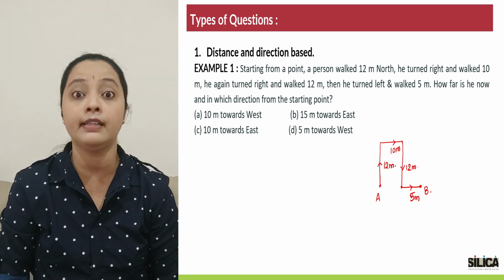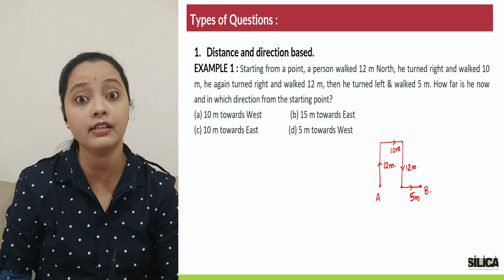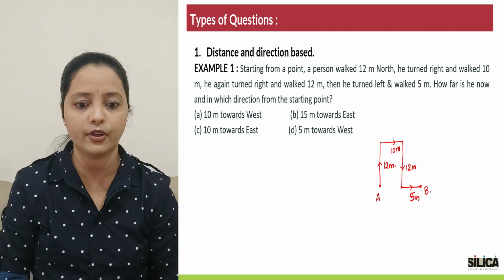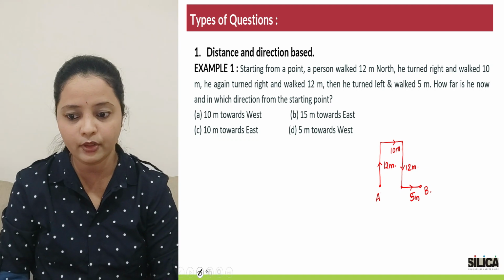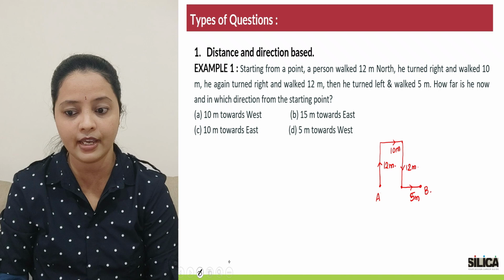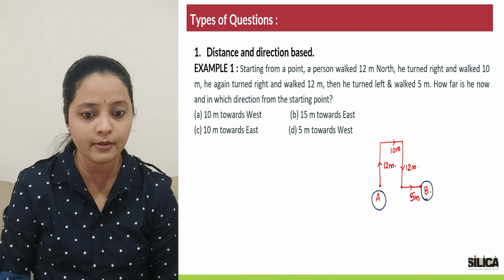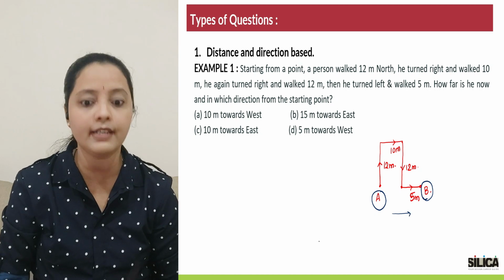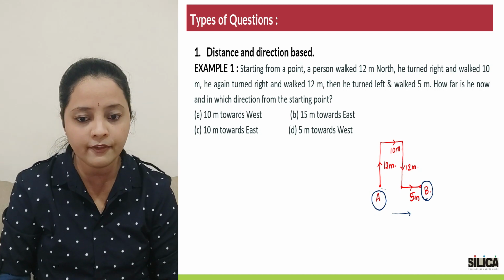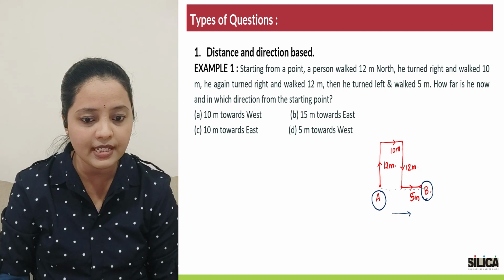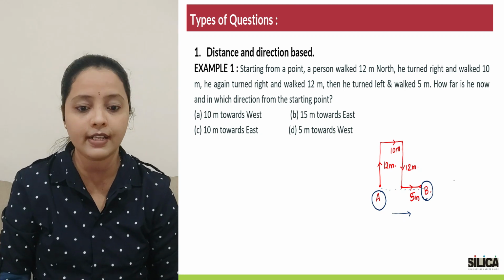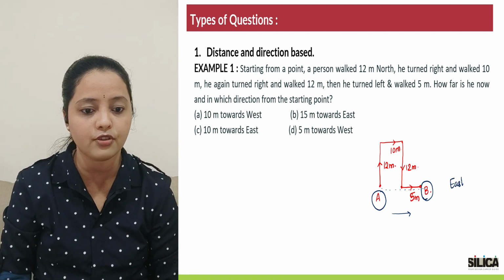So basically I need the distance as well as the direction. Now from the direction point of view, if I start with respect to A, I need to figure out where I am standing right now. So with respect to A, where is the point B? It is to the right hand side. And if you see, both the points are at the same level. So what should be the direction? Obviously the direction should be east.